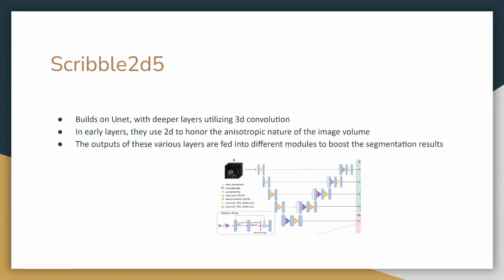So Scribble 2D5 built on top of UNet, where the change they made is instead of doing 2D convolution throughout the entire network, they do 2D in the earlier layers and then 3D convolution in the later layers. And they also add these attention blocks. They do spatial attention within the image volume to find attention between pixels or elements in each feature map. And then the result of each of these layers is fed forward into various respective modules. And now we're going to talk about some of those modules.